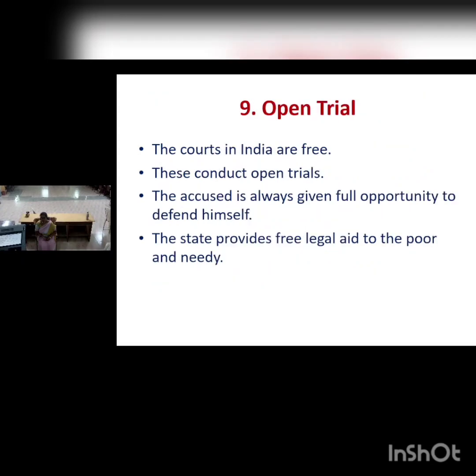And the ninth feature of the Indian judicial system is open trial. The courts in India are free. They conduct open trials. The accused is always given full opportunity to defend himself. The state provides free legal aid to the poor and needy.